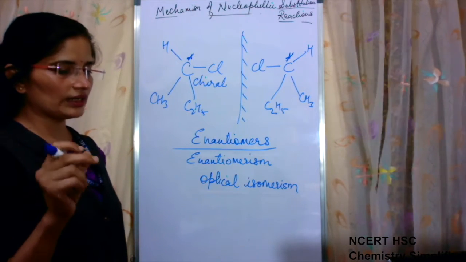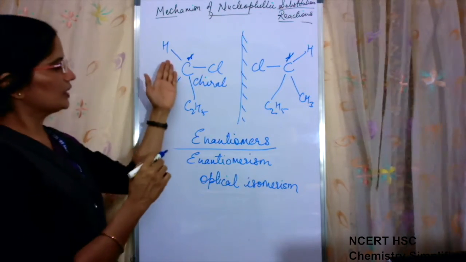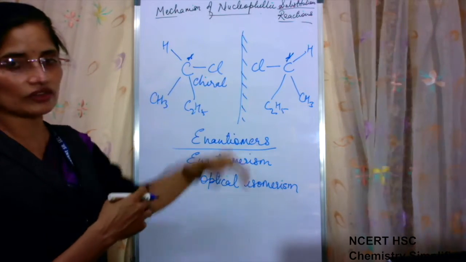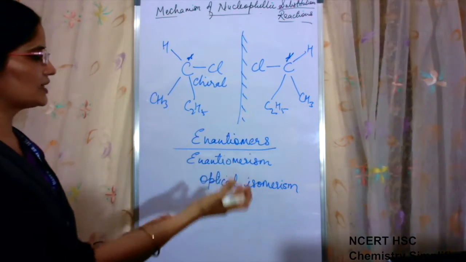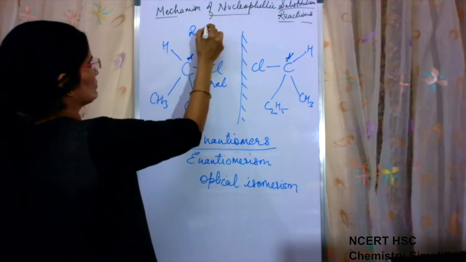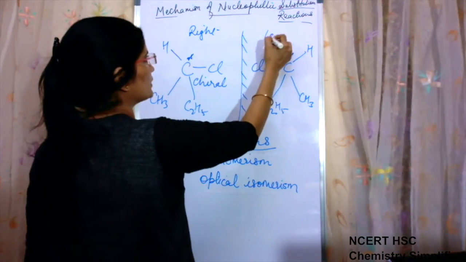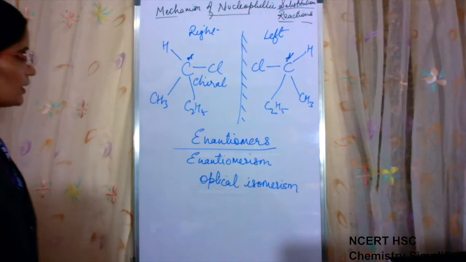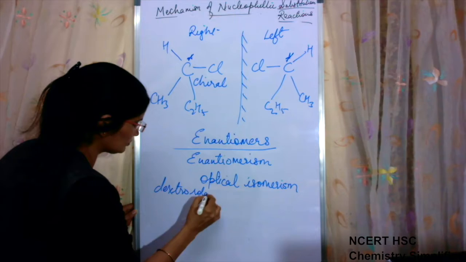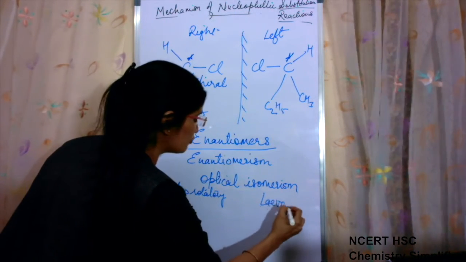We have learned a little introduction of optical isomerism in 11th also. So if these 2 molecules are the same, and only differ in the position of the bonds because they are mirror images, then if this particular molecule rotates light to the right, the other enantiomer of it will rotate the light to the left. So the right one will be known as dextrorotatory, and this one will be known as levorotatory.